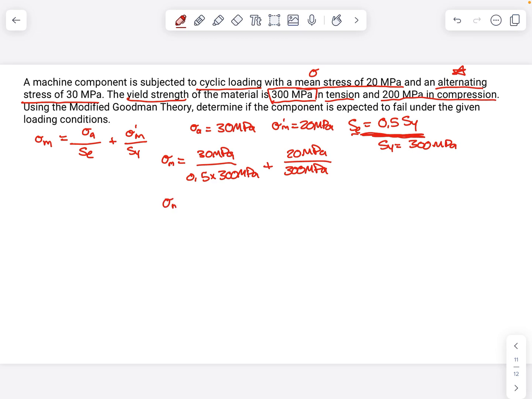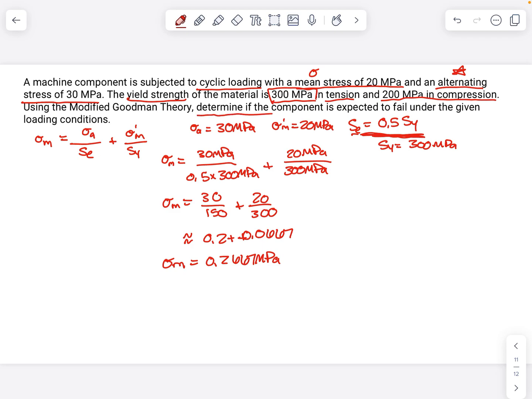Now, after simplifying this equation a little bit, we get 30 over 150 plus 20 over 300, which is similar to 0.2 plus 0.0667. So solving for this, you get 0.2667. Now this problem, because I had to find it in a previous class, doesn't have any answer choices. But obviously this question doesn't want an exact number, because it says determine if the component is expected to fail under the given loading condition. So we need to figure out whether it's going to fail or not.